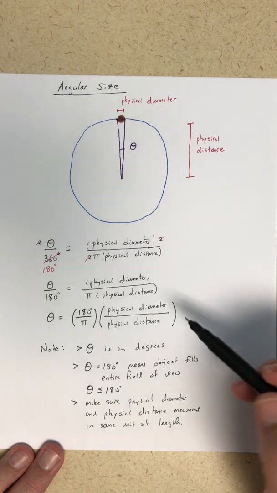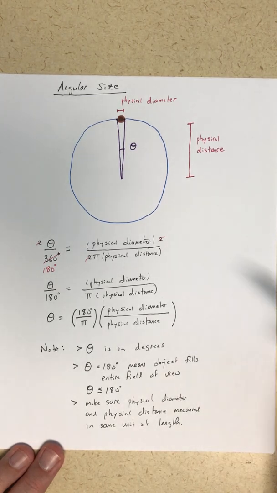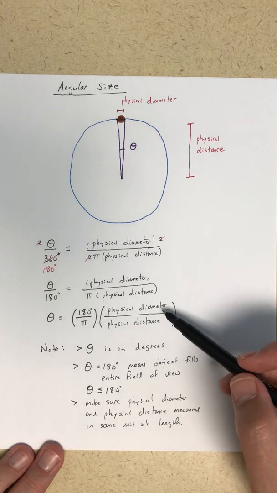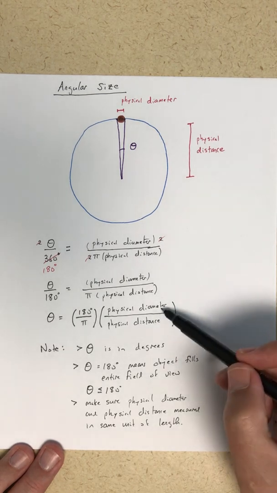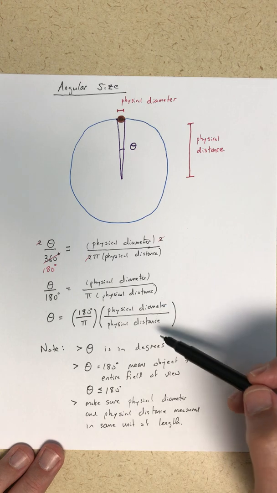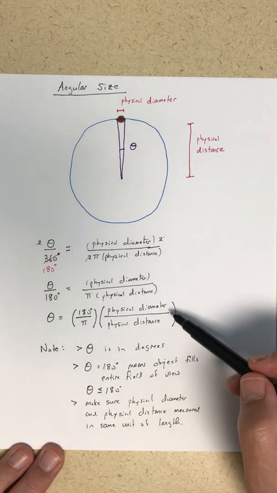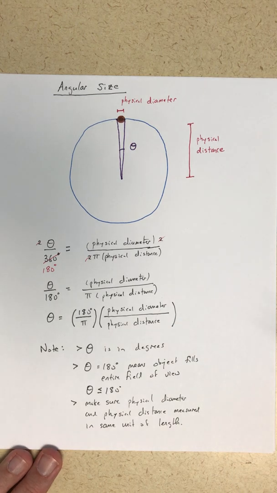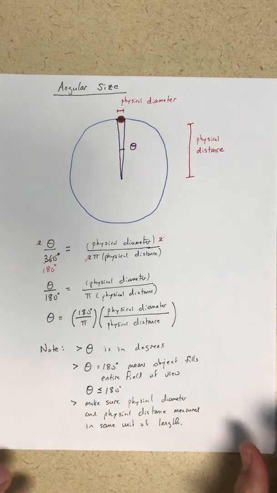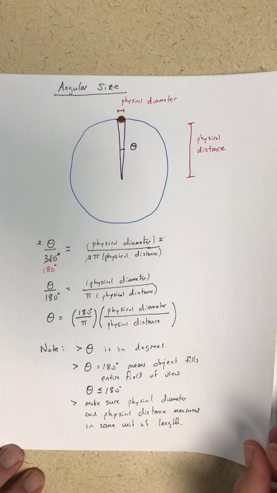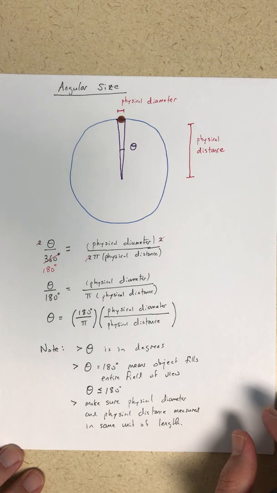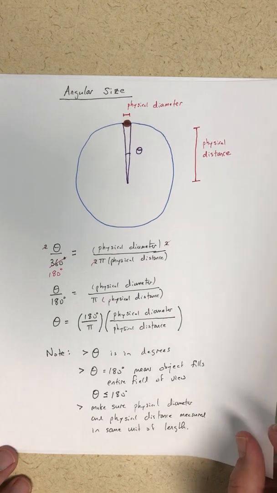I don't really care what that unit is. If you like furlongs, use furlongs. If you like miles, use miles. If you like meters, use meters. But it has to be the same for both the numerator and the denominator, or else you're going to have units that don't cancel out. Alright, so a little bit more about angular size before we dive into an example.